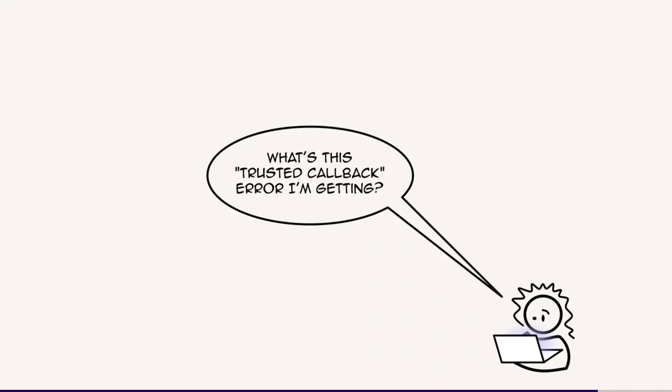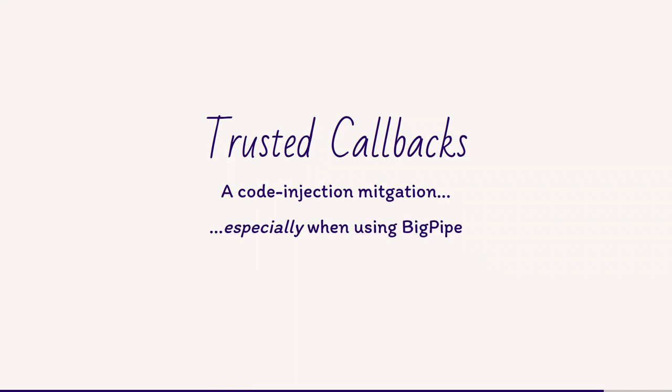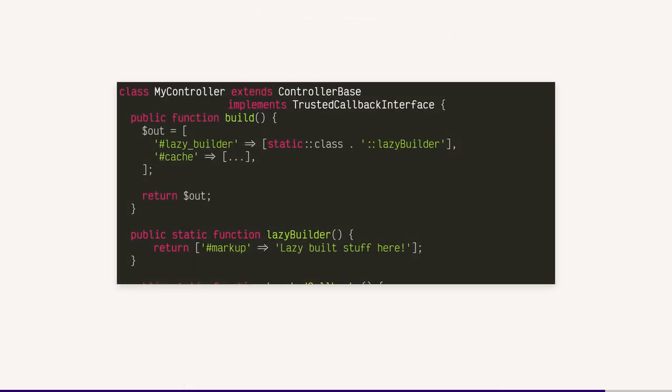So you might be doing this and go, wait a minute, what's this trusted callback error I'm getting? You might have run into that when doing some Drupal updates around Drupal 8.9. Well, a trusted callback is actually a code injection mitigation. And it's particularly important if you're using the big pipe module, because every lazy builder actually exposes what that callback is to the user in a way that you can access before JavaScript up and replaces it. So you want to be careful with that and always use trusted callbacks. You can find a detail about the CR right there at that tiny, tiny little link that you can find in the presentation.